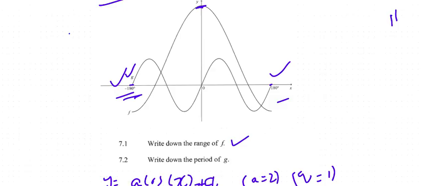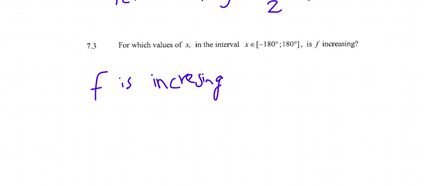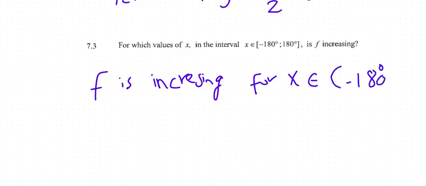So we say that f is increasing for x belongs to -180 degrees and 0 degrees. Or you can write it like that: -180 degrees less than x less than 0 degrees. Okay, this is the required answer.